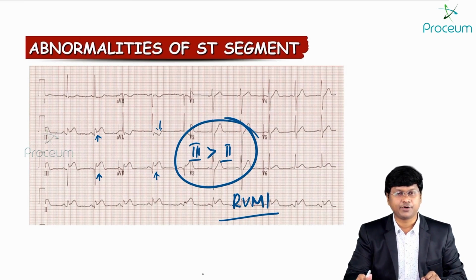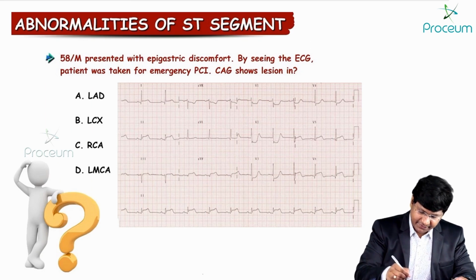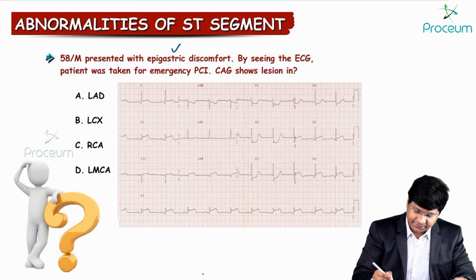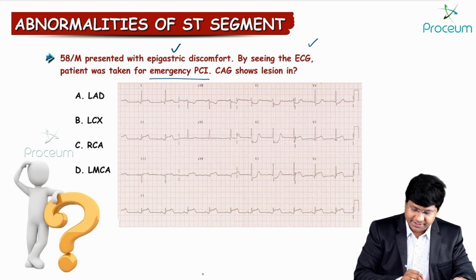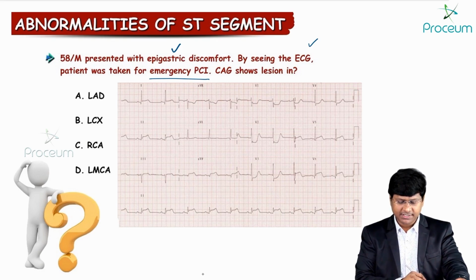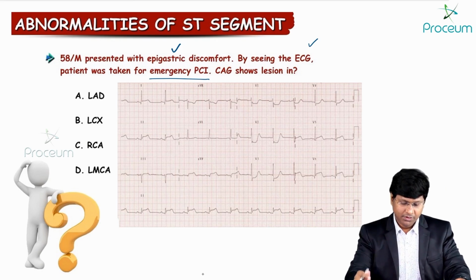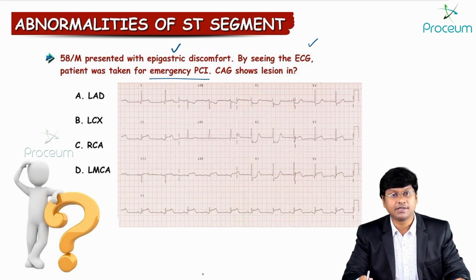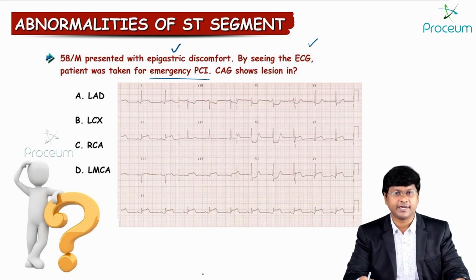We will see the next important clinical question. A 58-year-old male patient presented with a history of epigastric discomfort. By seeing the ECG, the patient was taken for an emergency PCI. What does the coronary angiogram show? The options are: block in the left anterior descending artery, block in the left circumflex, block in the right coronary artery, block in the left main coronary artery.